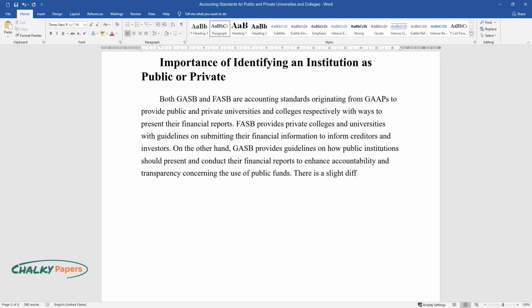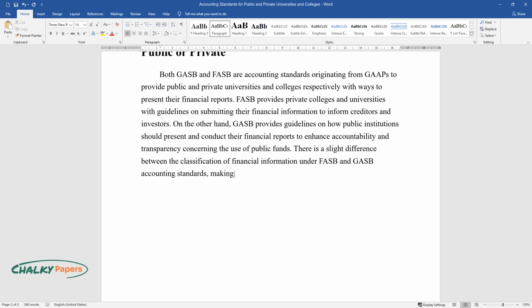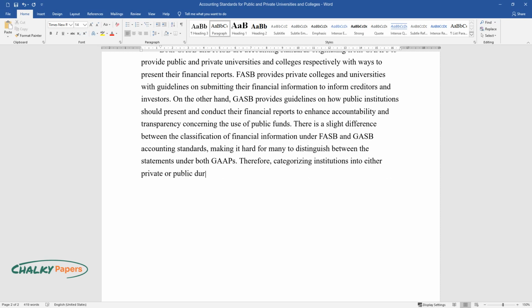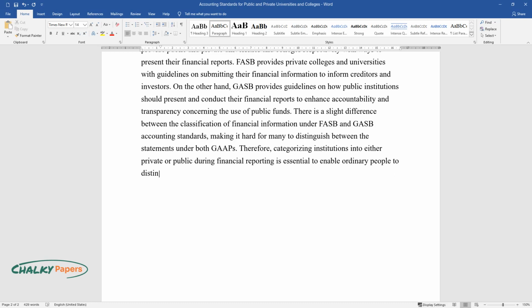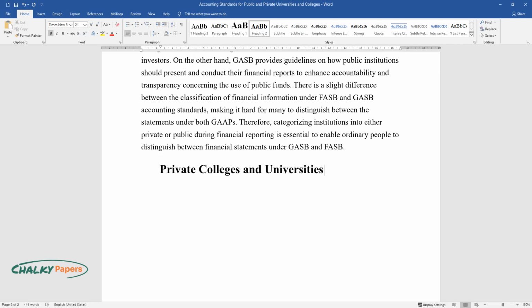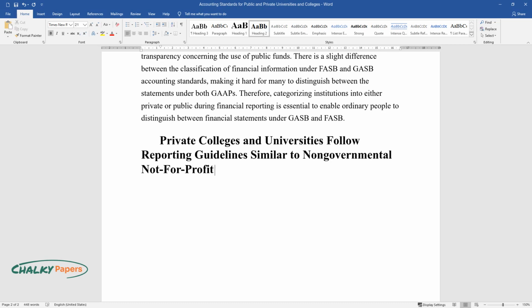There is a slight difference between the classification of financial information under FASB and GASB accounting standards, making it hard for many to distinguish between the statements under both GAAPs. Therefore, categorizing institutions into either private or public during financial reporting is essential to enable ordinary people to distinguish between financial statements under GASB and FASB. Private colleges and universities follow reporting guidelines similar to non-governmental not-for-profit organizations.